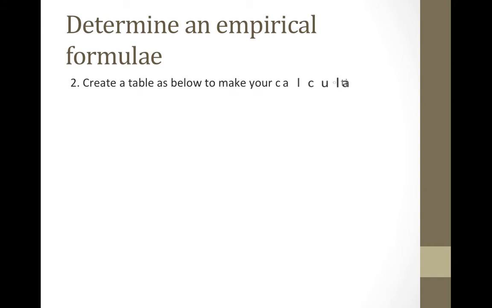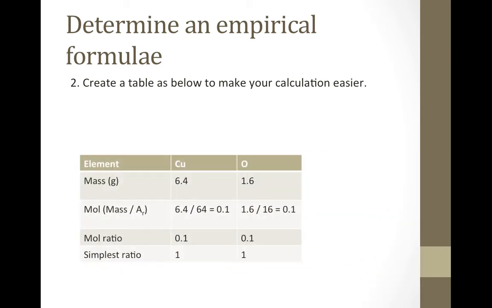Step number 2. Create a table. From the table, you can see that I put the metal element in the second column, and the non-metal element is in the third column. Usually we make an arrangement so that the metal element will be followed by the non-metal element in the table.